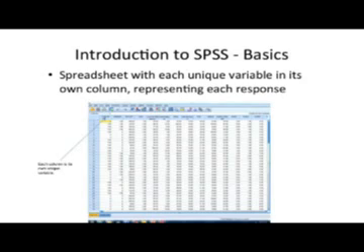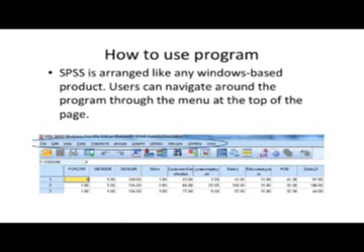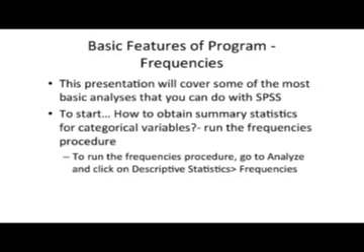As I said earlier, SPSS is set up similarly to Excel in a spreadsheet format, with each variable represented in its own column and each cell representing each unique response or data point. As with any Windows product, you can navigate your way around the program through the menu bar at the top of the page. As circled on this slide, you can use the menu bar to perform anything you want the system to do. Today we're going to focus on three sections of this menu bar: the Transform, Analyze, and Graph tabs. What I want to do now is walk you through some of the basic features of the program.